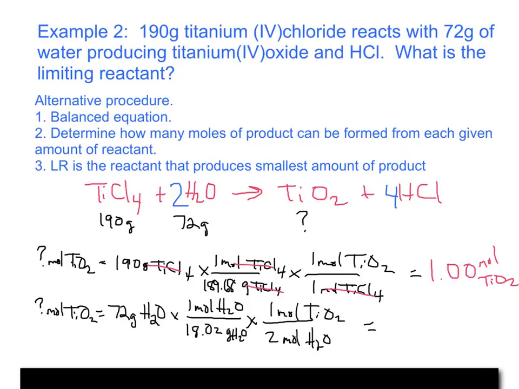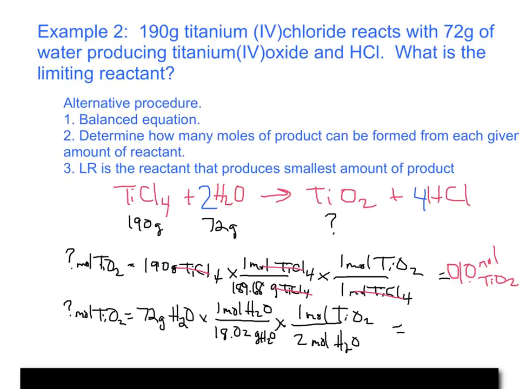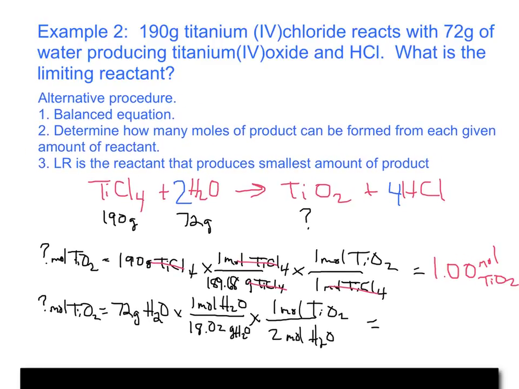So now we're going to, again, change moles of water into moles of titanium 4 oxide. Grams of water divide out. Moles of water divide out. Now notice our mole ratio is different here because the coefficient of water is a 2, titanium 4 oxide is a 1. So we're going to end up dividing that by 2. And Mr. Hunter, what did you work out there, sir? Basically rounds up to 2.00 moles of TiO2.